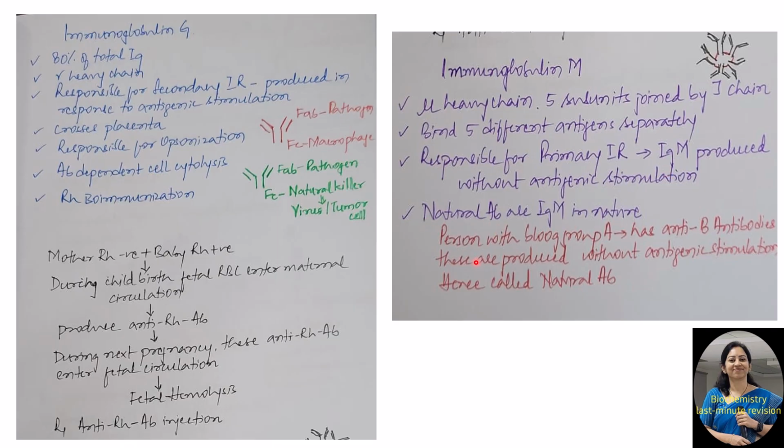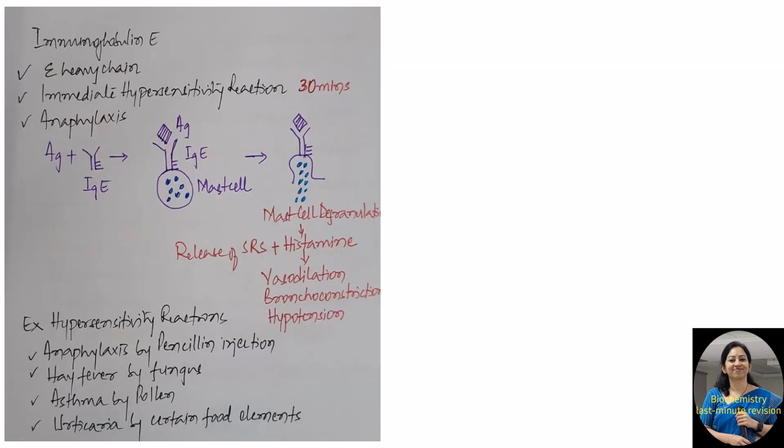Okay, so a person with blood group A will have anti-B antibodies. These antibodies are produced without any antigenic stimulation. That means the person having blood group A will have anti-B antibodies, and production of these anti-B antibodies does not require any antigenic stimulation, and they are all IgM in nature, and hence they are called natural antibodies.